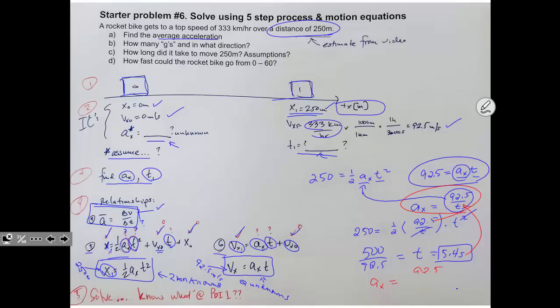The G's, I can just take the rocket bike's G's divided by the Earth's. Remember, it's just a ratio. The Earth's G acceleration is 9.80 meters per second squared. The rocket bike's at 17.11 meters per second squared. If you divide those two, you get about 1.75 G's. What that means is when he's actually accelerating, he feels 1.75 times his own body weight.